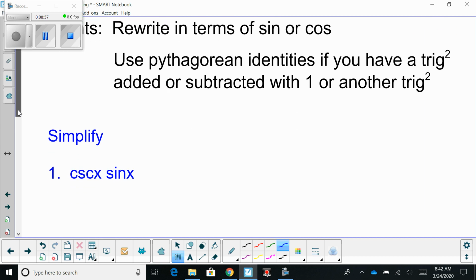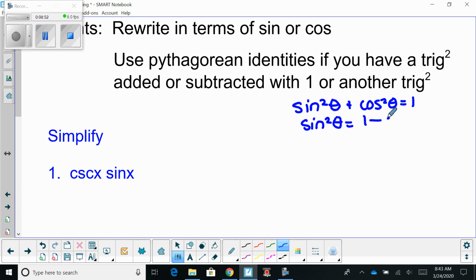For example, we wrote down that sine squared theta plus cosine squared theta equals 1. However, that also means that sine squared theta would be the same thing as 1 minus cosine squared theta. You can subtract that cosine over. Or cosine squared theta would be the same as 1 minus sine squared theta. So all of those Pythagorean identities can move around, so keep an eye out for those. Again, the 2 tricks are to rewrite in terms of sines and cosines, or if you see pluses and minuses, consider your Pythagorean identities.